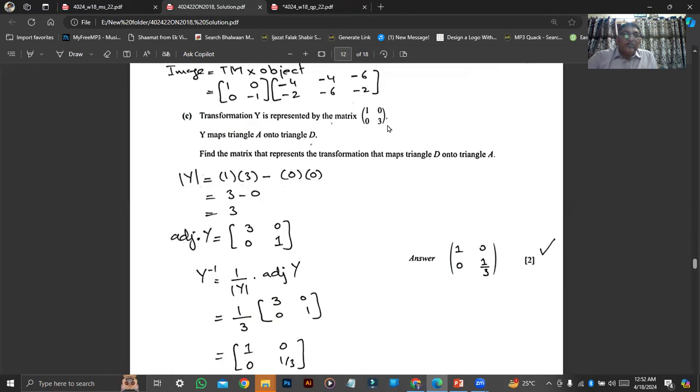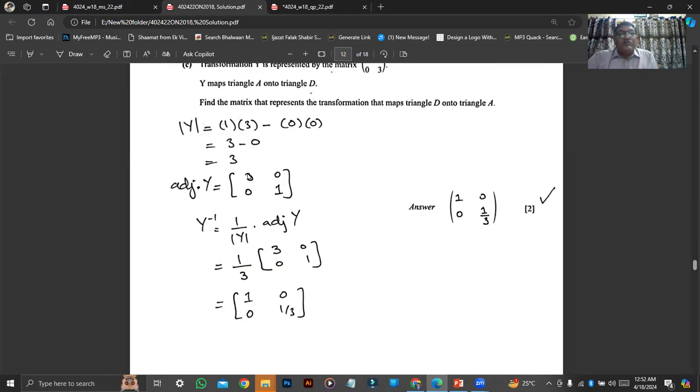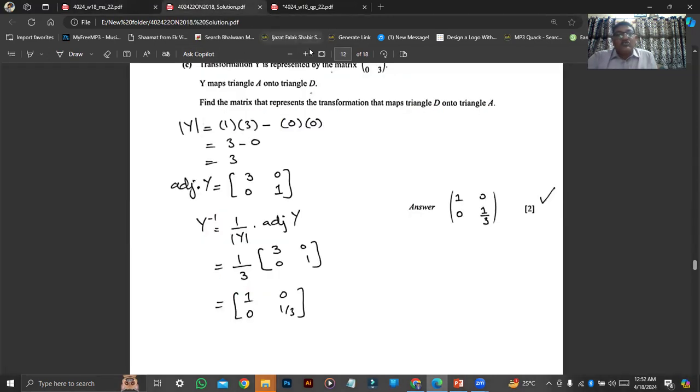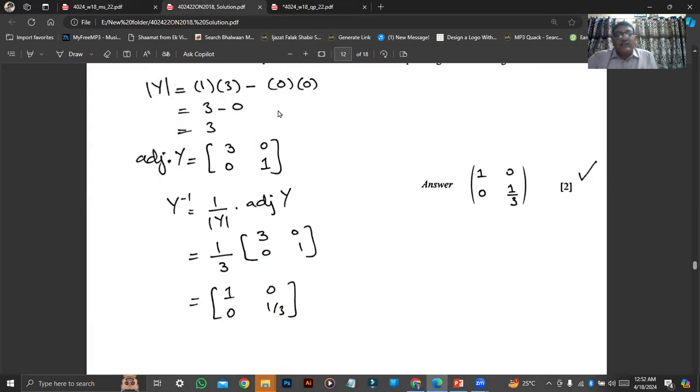Adjoint will be, you will switch the locations of these two elements along this diagonal, and you will change the sign of these two, but because these two are 0, 0, they don't have a sign. So the adjoint will be 3, 0, 0, 1, and the Y inverse will be 1 by the Y determinant into the adjoint of Y. So it will be 1 by 3 into 3, 0, 0, 1. So it is 1, 0, 0, 1 by 3. So this is how this is done. 1, 0, 0, 1 by 3 is the right answer, sir. So our answer is right. Hopefully you understand.